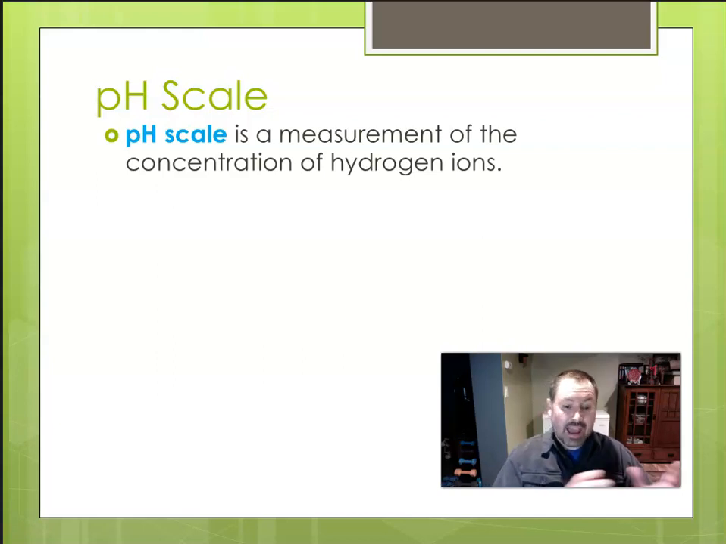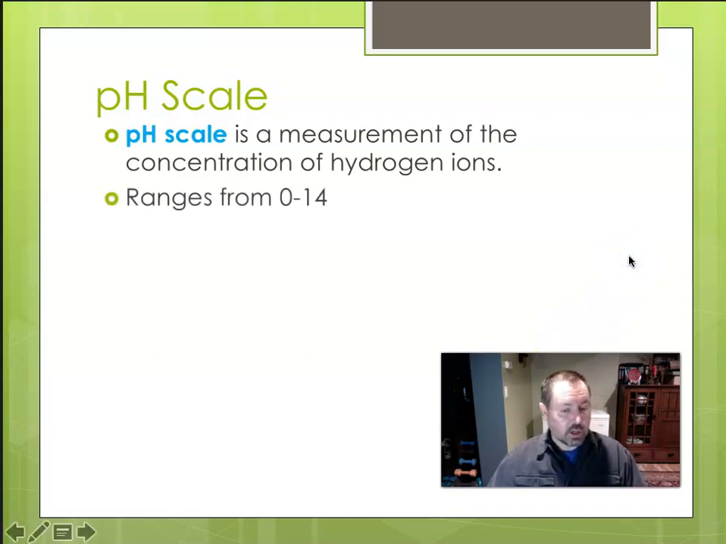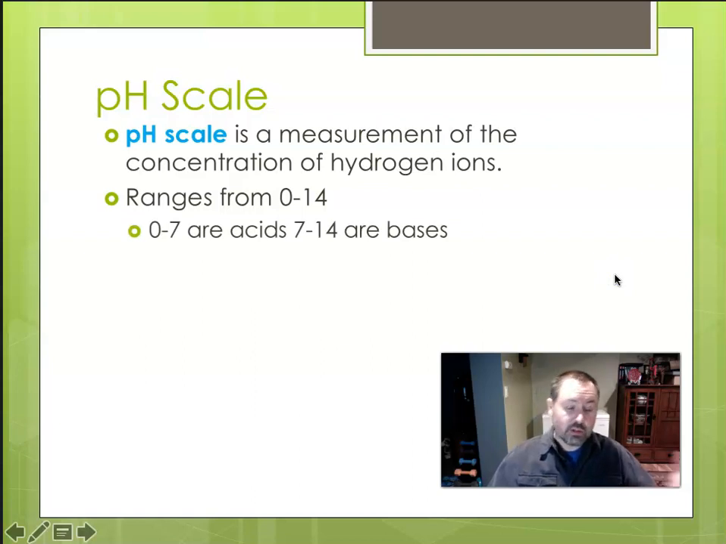Now remember, acids have hydrogen ions. If there's a whole lot of hydrogen ions, we're going to call it a strong acid, right? So the pH scale ranges from 0 to 14. You probably know this. 0 to 7 are acids and 7 to 14 are bases.